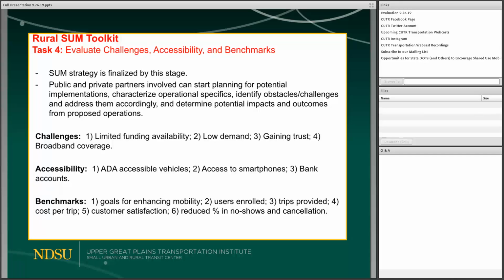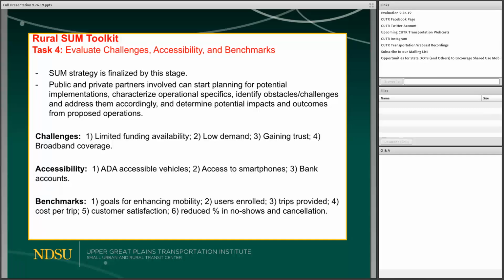Once the shared use mobility strategy and shared use mobility provider are identified, it's important to look at some of these things such as challenges, accessibility, and benchmarks. While the system is set up, public and private partners can start planning for the operations, such as characteristics of operations and how they plan to tackle the obstacles and challenges.